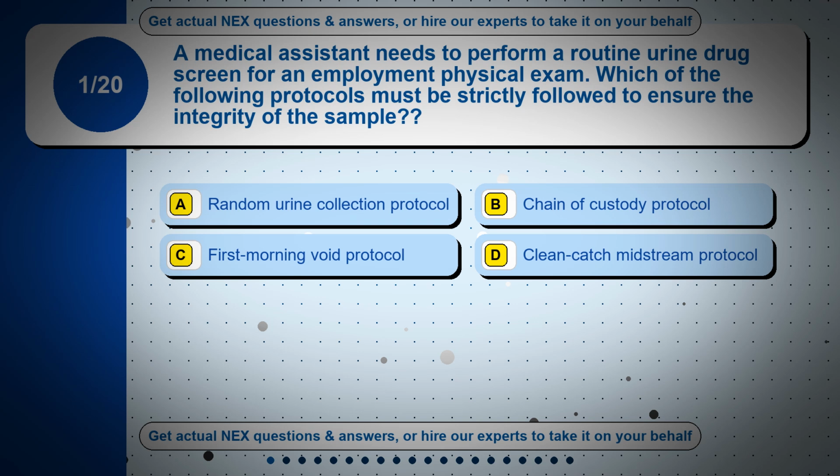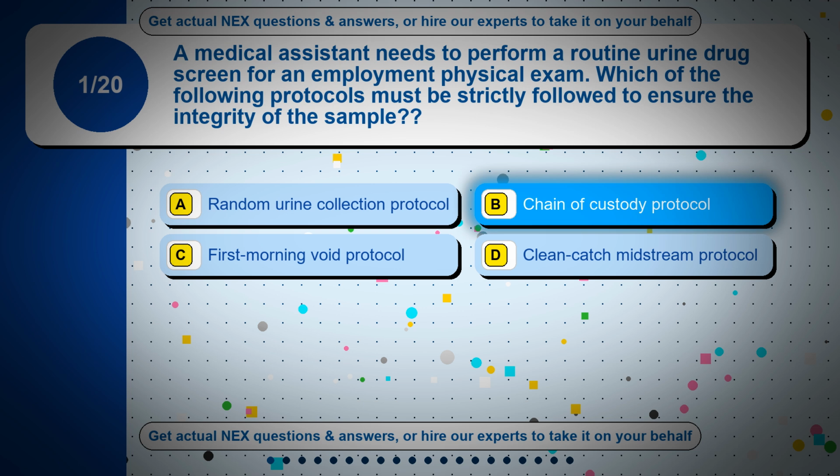Question 1. A medical assistant needs to perform a routine urine drug screen for an employment physical exam. Which of the following protocols must be strictly followed to ensure the integrity of the sample? Option A, Random urine collection protocol. Option B, Chain of custody protocol. Option C, First morning void protocol. Option D, Clean catch midstream protocol.